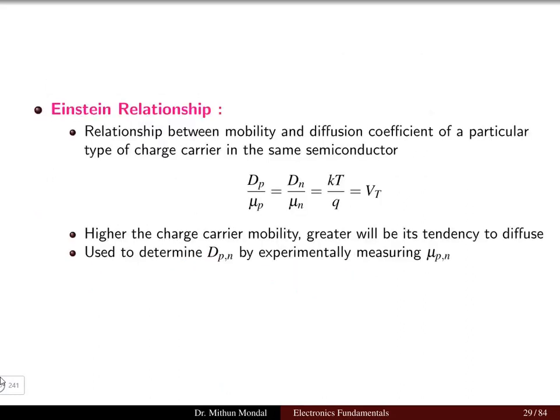Now Einstein has given a relationship between the mobility and the diffusion coefficient for a particular type of charge carrier in the same conductor. So Dp by mu p, that is the diffusion coefficient by the mobility of the holes for a semiconductor, is equal to Dn by mu n is equal to kT by q is equal to Vt. Now k here is the Boltzmann constant, T is the temperature, and q is the charge on the particle. So Vt is the thermal voltage.